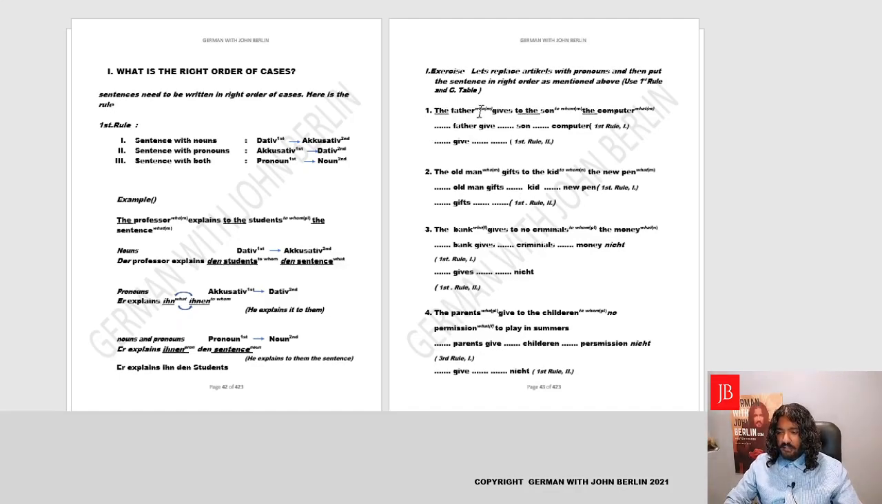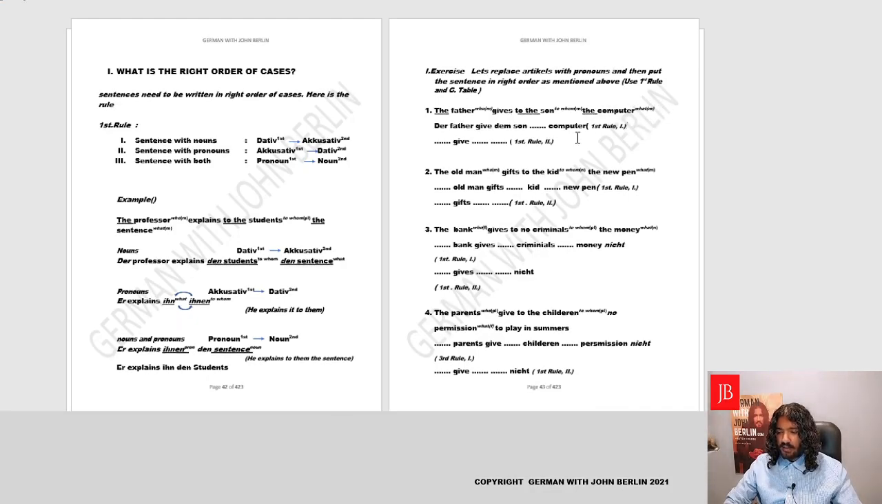Okay, so the father gives to the son the computer. Yes, so who? Father is masculine, and who is nominative. So it's of course with the verb, it will be nominative. So we'll write the definite article, der, die, das, die, masculine, der. The father gives to the son. To whom? It's dative. So we'll write masculine, dem, der, dem, den. Son is masculine. Dem.